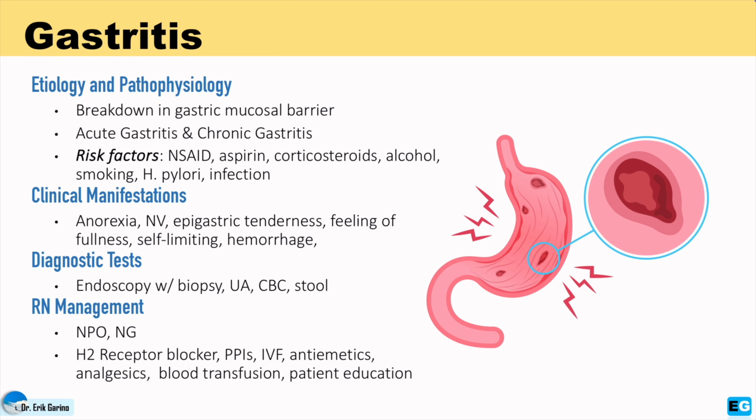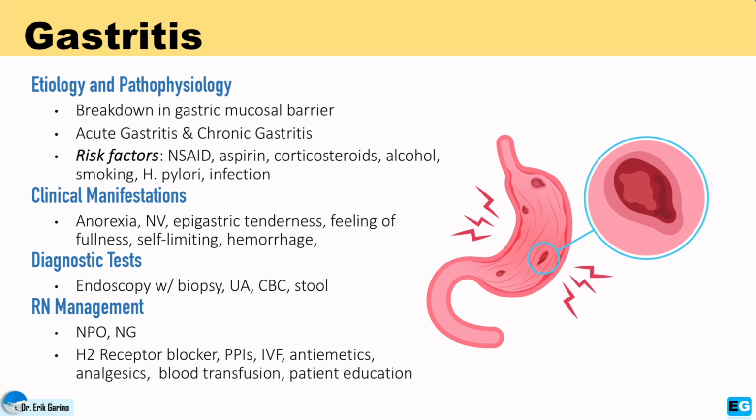When the barrier is broken, hydrochloric acid and pepsin can diffuse back into the mucosa. This back diffusion results in tissue edema, disruption of the capillary walls with loss of plasma in the gastric lumen, and possible hemorrhage. Risk factors are similar to peptic ulcer disease, and these include NSAIDs, aspirin, corticosteroids, alcohol, smoking, H. pylori infection. All of this can weaken the mucosal barrier.